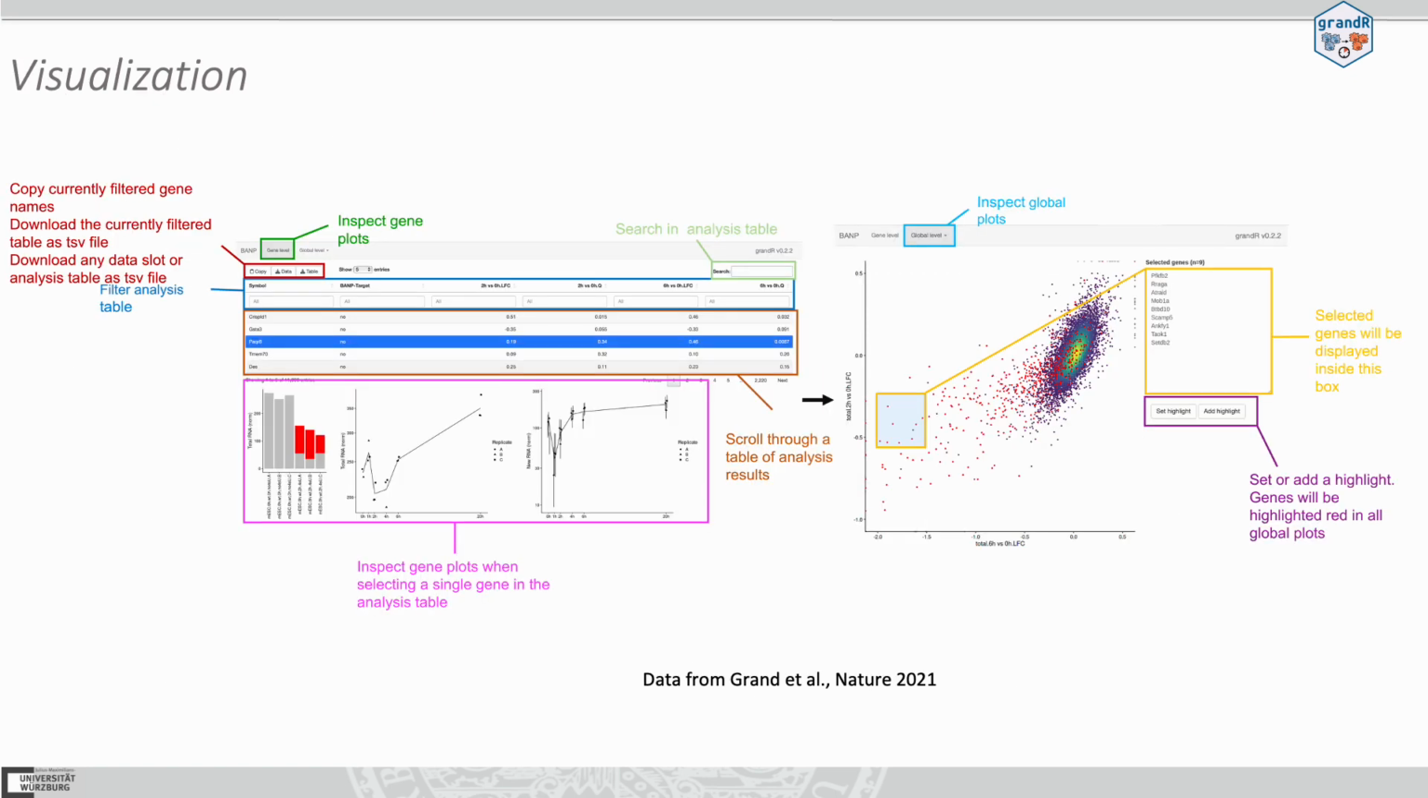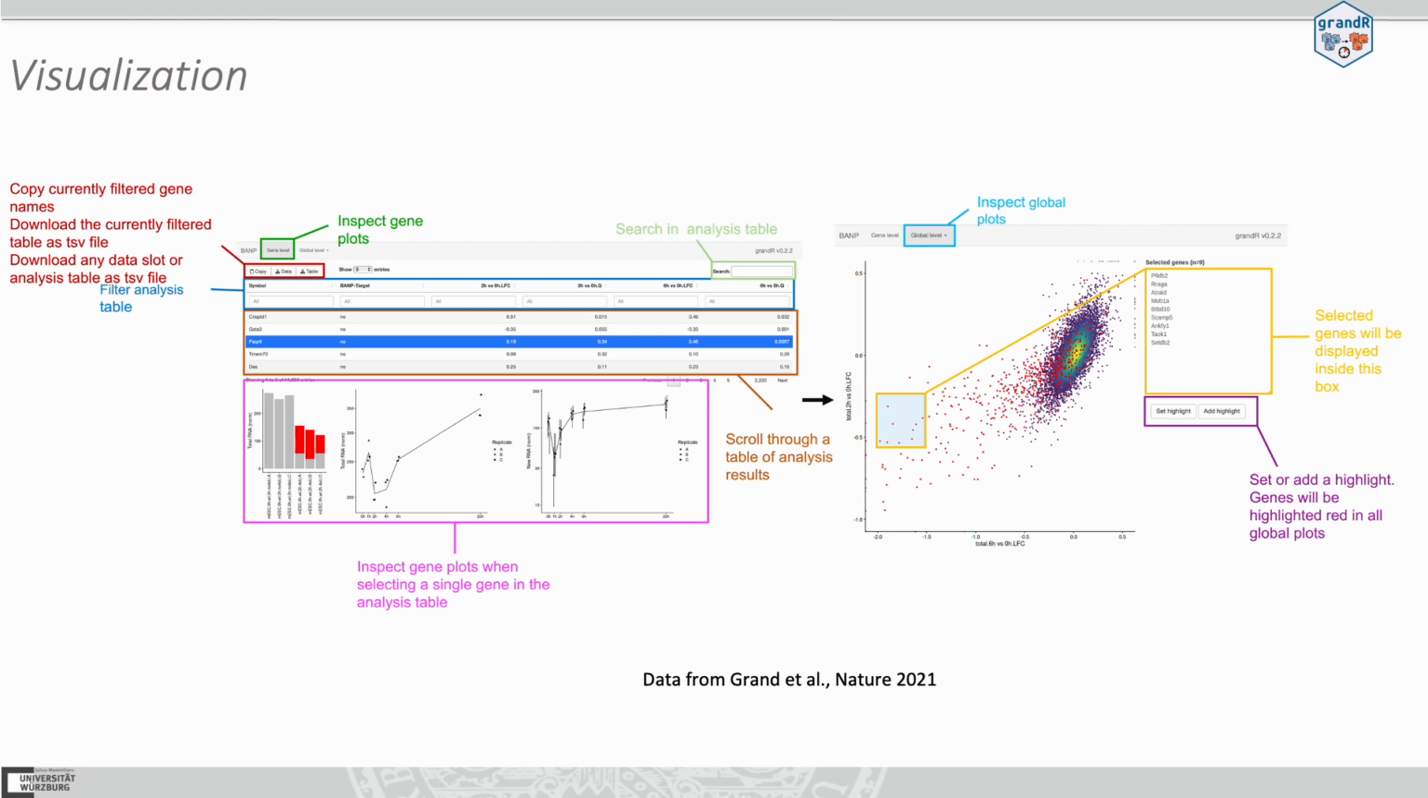grandR also offers many functions for visualization that can be either accessed programmatically or can be loaded into a Shiny-based web interface. This web interface mainly consists of 2 tabs. First is the gene level, the second is the global level. On the gene level, we have our analysis table, which we can search and filter. If we select a gene here, gene level plots will appear for this gene. Those plots are completely customizable and interchangeable. In this first tab, we also have the opportunity to download the data or the table.